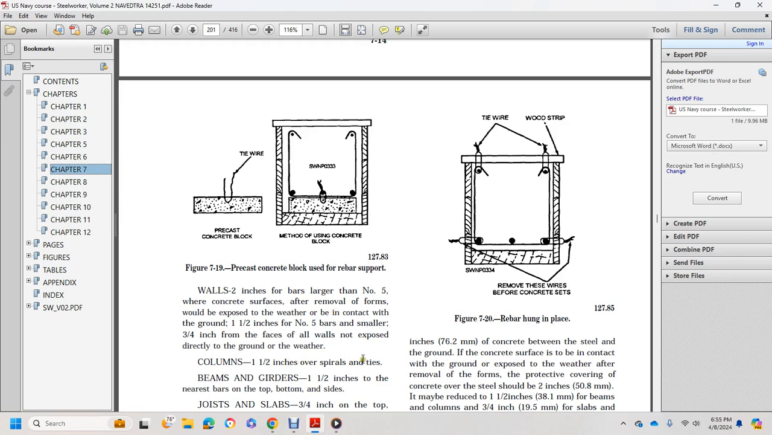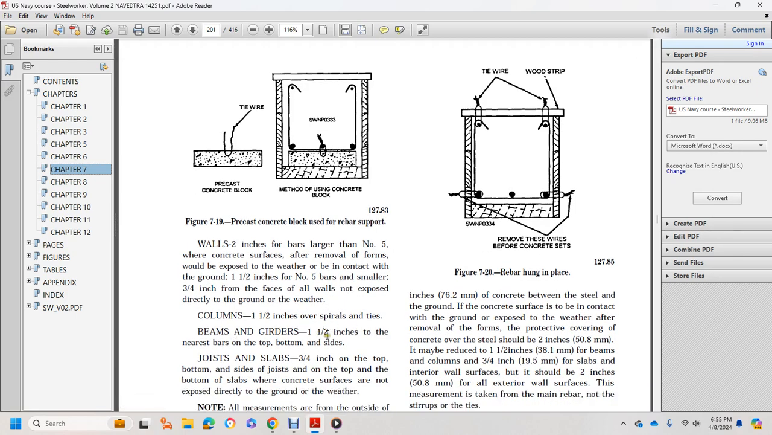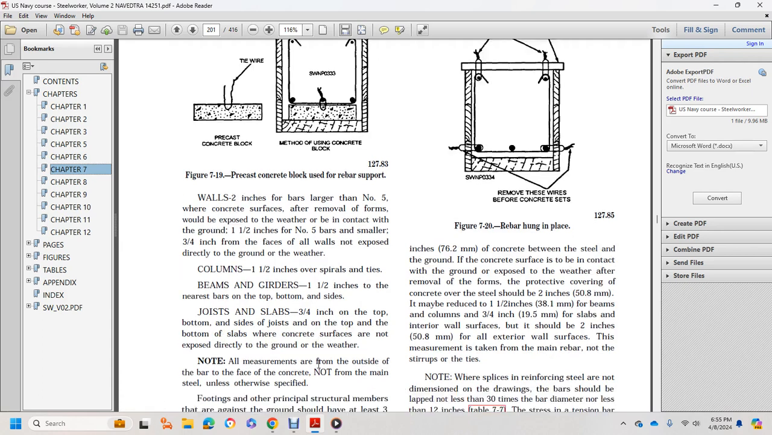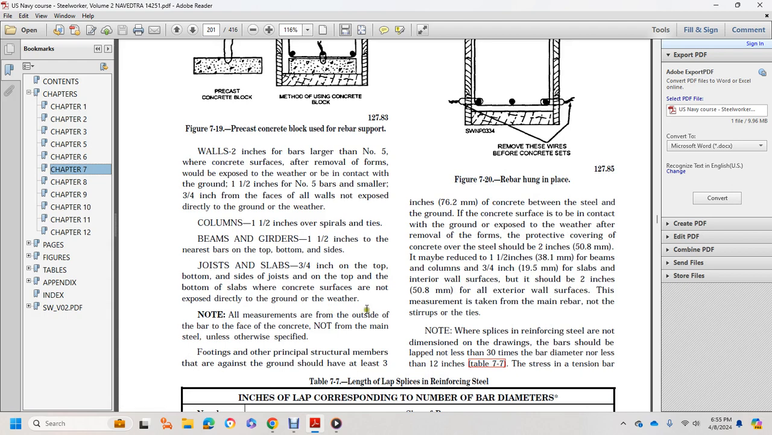Columns: 1.5 inches over spiral ties. Beams and girders: 1.5 inches for the nearest bar on the top, bottom and sides. Joists and slabs: 3/4 inch for the top, bottom and sides of joists, and for the top and bottom of slabs, where the concrete surface is not exposed directly to the ground or weather. Note, all measurements are from the outside face of the concrete to the bar, not from the main steel, unless otherwise specified.